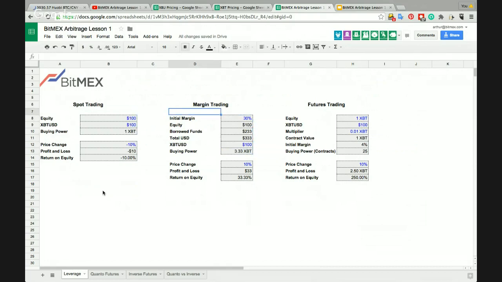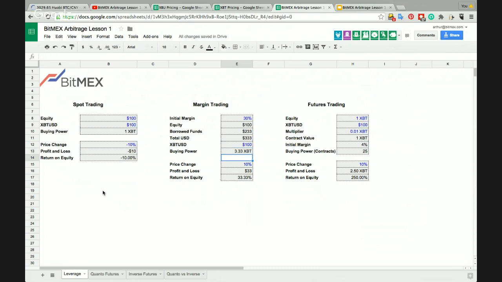Now, assume that the exchange lets us leverage 3.3 times, which means that you have to put down 30% of the value of the total size of Bitcoin that you'd like to buy. You still have $100, and now you can borrow an additional $233 for a total buying power of $333. The same Bitcoin US dollar price at $100, and now we have about 3.3 Bitcoin that we can actually buy.